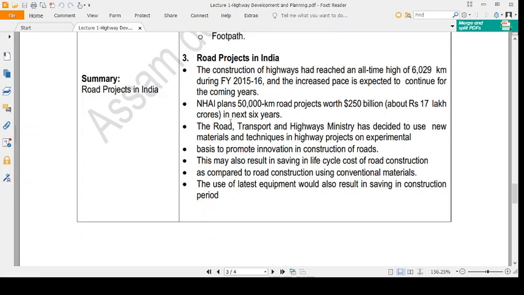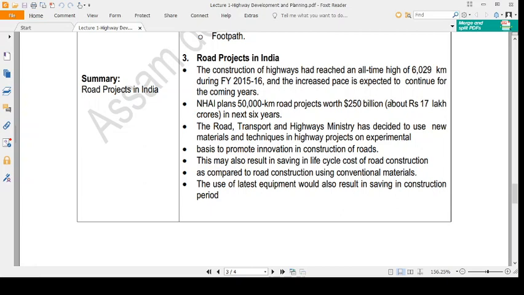Now coming to the next thing, that is road projects in India. The construction of highways had reached an all-time high of 6029 kilometers during fiscal year 2015-16, and the increased pace is expected to continue for the coming years. The National Highway Authority of India plans 50,000 km of road projects worth 250 billion, that is about 17 lakh crores, in the next 6 years. The Road Transport and Highway Ministry has decided to use new materials and techniques in highway projects on an experimental basis to promote innovation in construction of roads. This may also result in savings in life cycle cost of the road construction as compared to road construction using conventional materials.